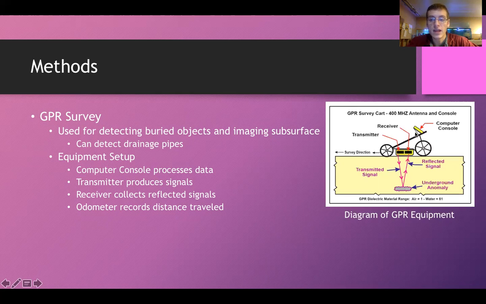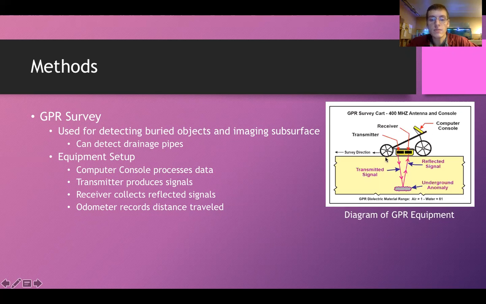The GPR survey setup consists of a computer console, which is up here, which is the brains of this survey. It collects data and information and processes it for us to be able to interpret underground or subsurface features. We also have the transmitter, which sends a laser into the ground, which then reflects off of certain bodies and is picked up by the receiver.